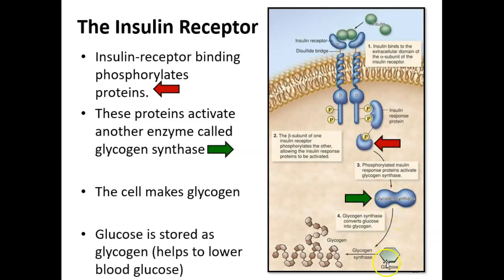Glycogen synthase takes glucose and turns it into a big chain of glucose called glycogen, and that helps to lower blood glucose. What's important is that insulin is a hydrophilic signaling molecule that binds to a receptor that's an enzyme.